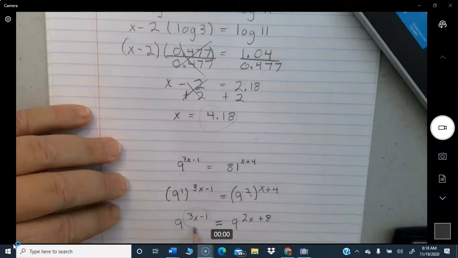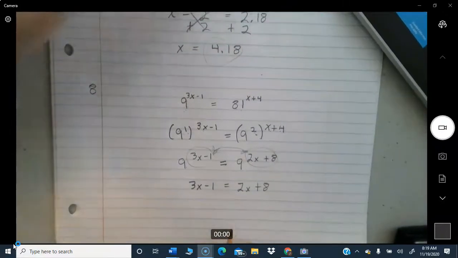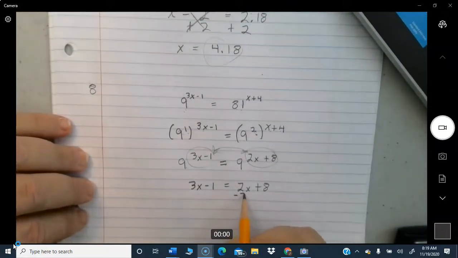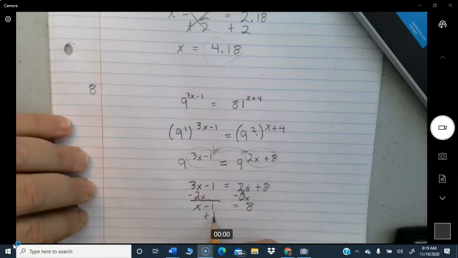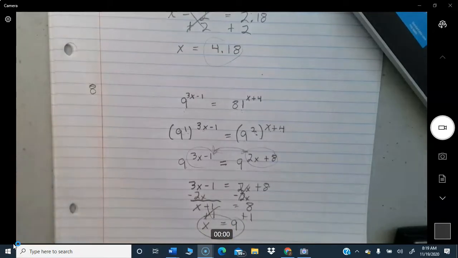So since 9 raised to this power equals 9 raised to this power, then these two exponents have to be equal to each other. So you have 3x minus 1 equals 2x plus 8. And now it's just algebra. I'm going to subtract 2x from both sides. This goes away and I end up with x minus 1 equals 8. Now I'm going to add 1 to both sides. This goes away and I have x equals 8 plus 1 is 9. Okay, and that's how you do that.